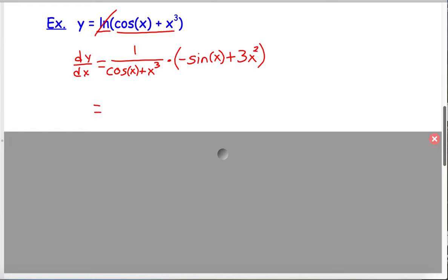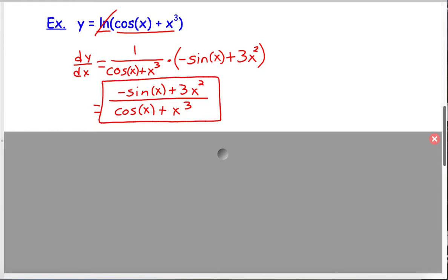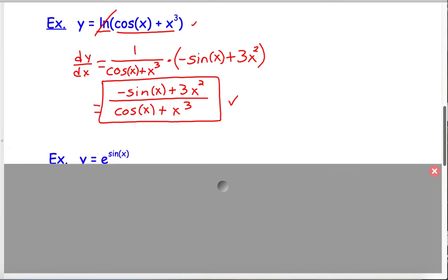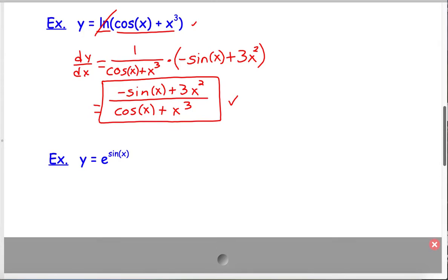So if you want to clean it up a little bit, I guess I would write it as one fraction and say negative sine of x plus 3x squared over cosine of x plus x cubed. Hopefully you're getting the hang of this. Later on, we're actually going to work backwards and start with something like this and figure out what the original function was. That probably sounds like a lot of fun.